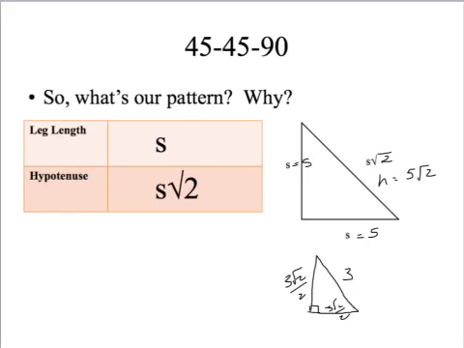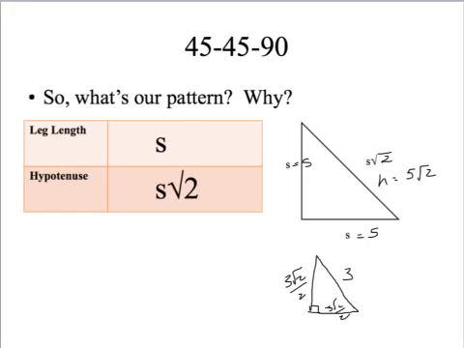Now, if you don't have that other triangle and you don't want to memorize it, how do you get from that to that? Knowing that I have side times square root of 2 as my hypotenuse length, if my hypotenuse does not have a square root of 2 in it, I've got to divide by the square root of 2.